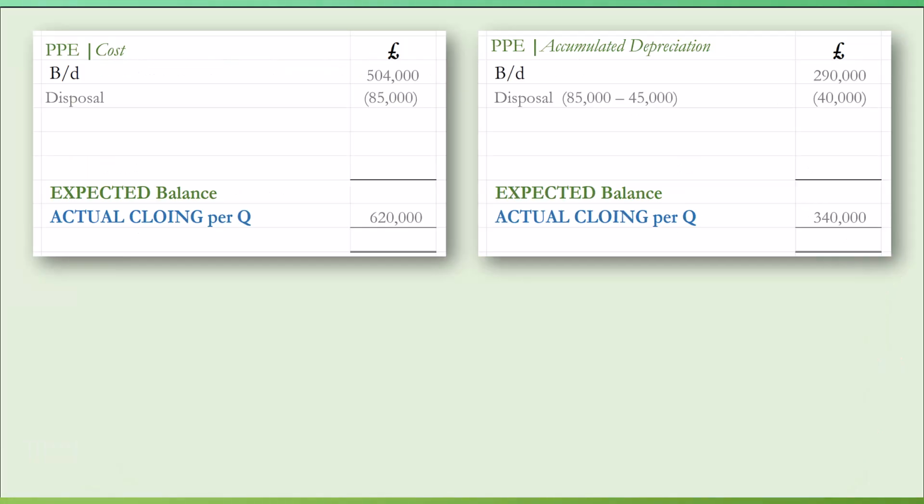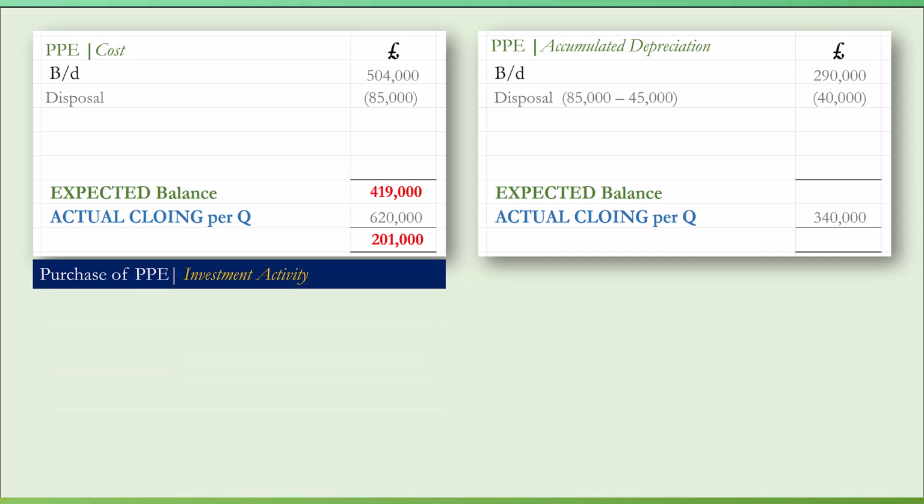Property, plant and equipment. The expected closing balance is 419, but the actual statement of financial position figure is 620. What about that difference? Well, the difference is the acquisition of property, plant and equipment for cash. Record that as an investment activity outflow.